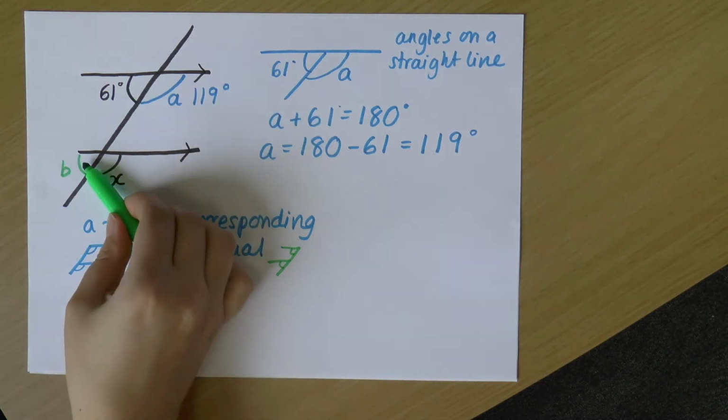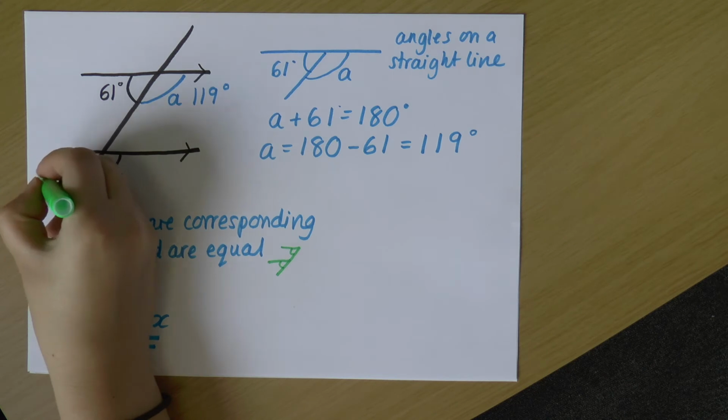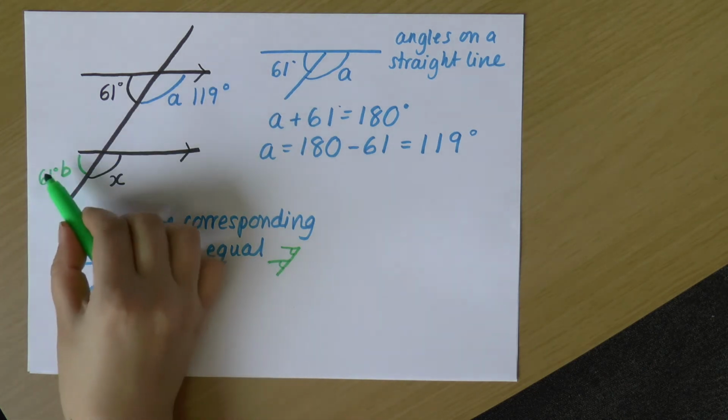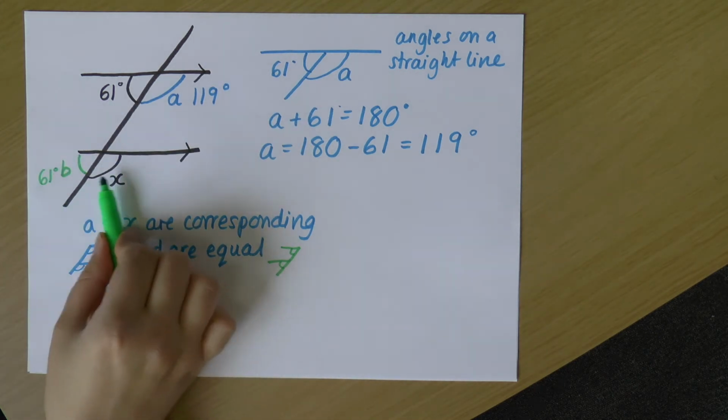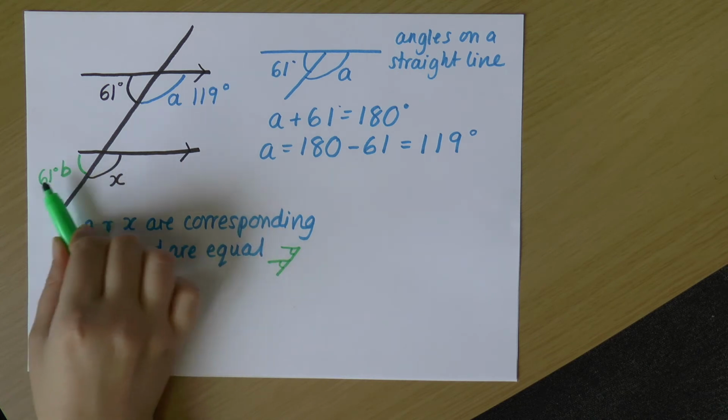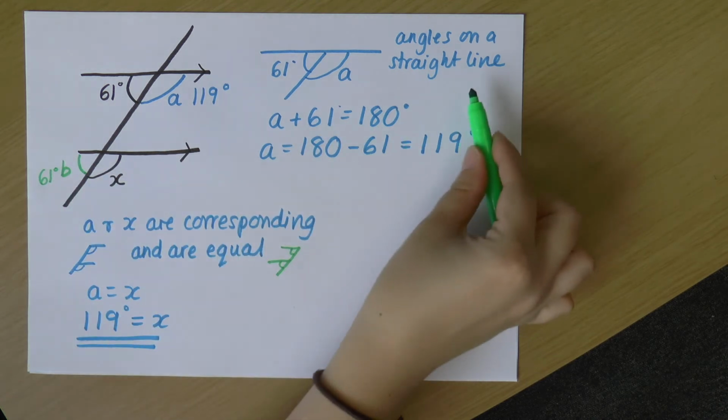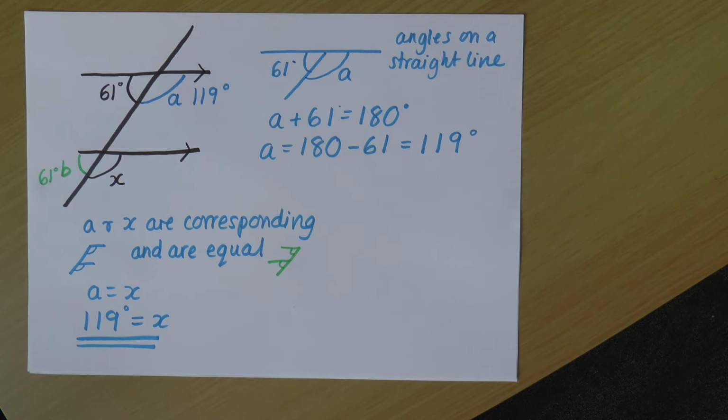I know that B is 61 degrees, and therefore I can find X because X and B are angles on a straight line. So this is kind of doing the same thing, just in the opposite order. So there's multiple ways we can go about this.